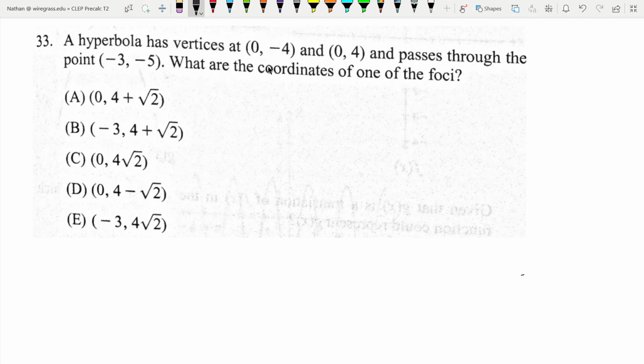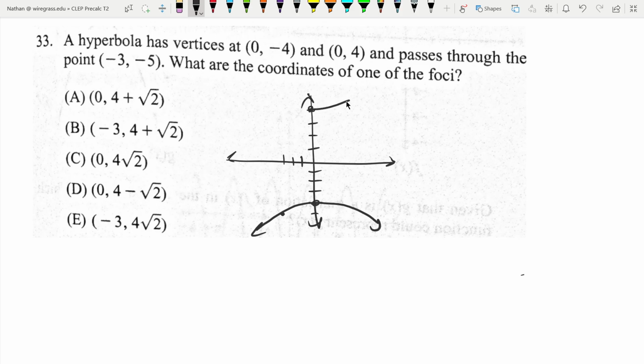A hyperbola has vertices at (0, -4) and (0, 4), and passes through the point (-3, -5). What are the coordinates of one of the foci? So let's just graph this to get an idea of what we're looking at. So 1, 2, 3, 4, 1, 2, 3, 4, and (-3, -5). So it looks something like this.